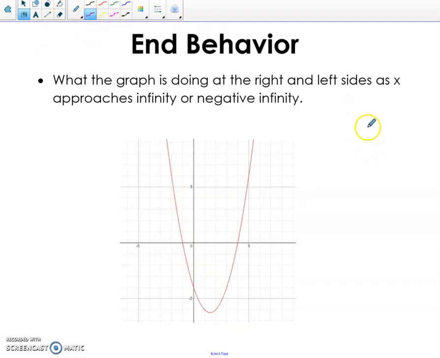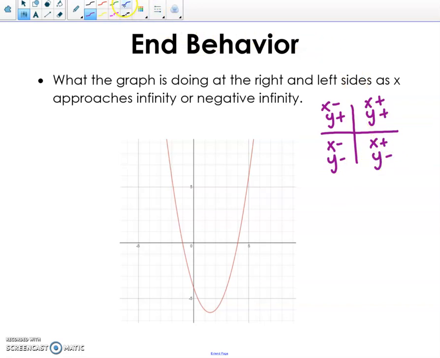Okay, next we're going to look at end behavior. When we learned end behavior the first time, we focused on the quadrants of a coordinate plane. In the first quadrant, up here, the x's are positive and y's are positive. In quadrant 2, x is negative, y is positive. In the third quadrant, x is negative, y is negative. And in the fourth quadrant, x is positive and y is negative.